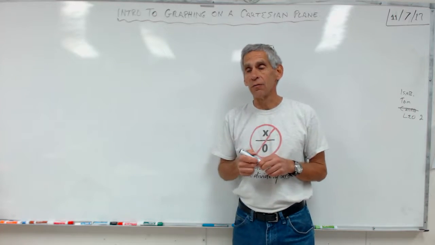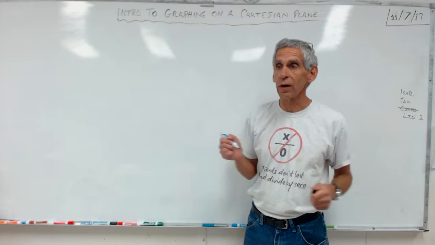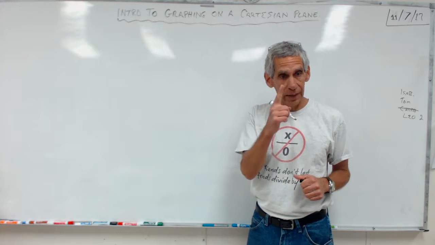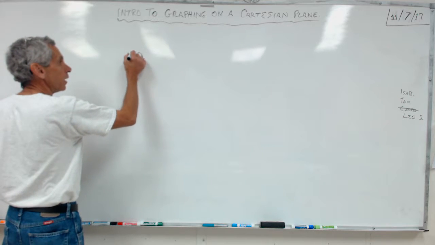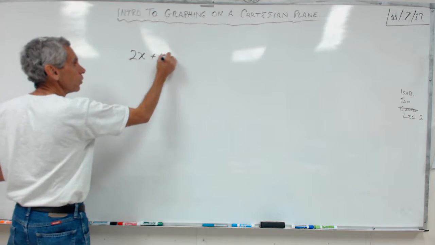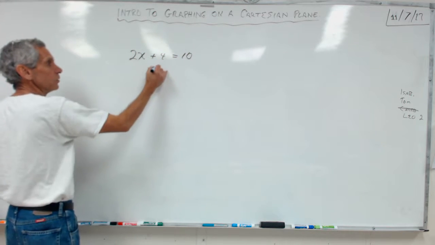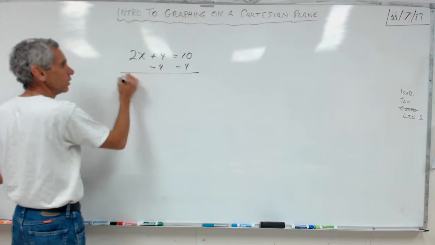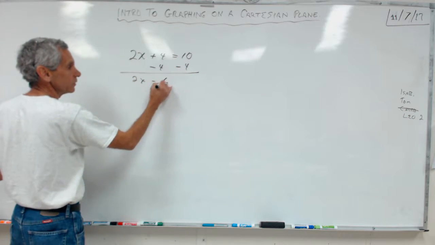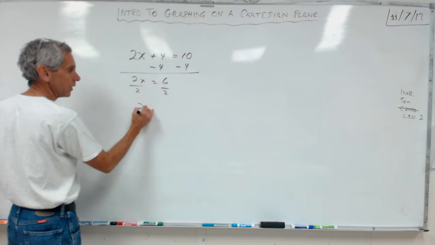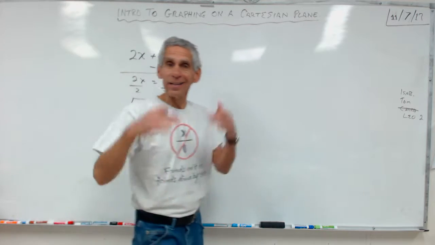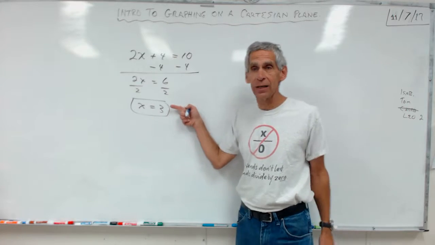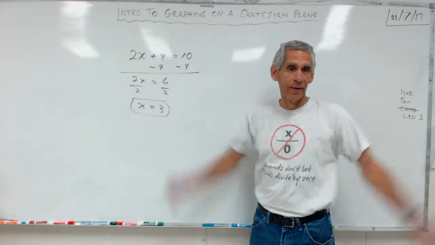when I give you an equation with one variable, there is only one answer. Am I correct? Right? If I said 2x plus 4 equals 10, I would subtract 4, and I have 2x is equal to 6. I divide by 2, and I got x equal to 3. And that is it! There is nothing else that x can be. We're done.